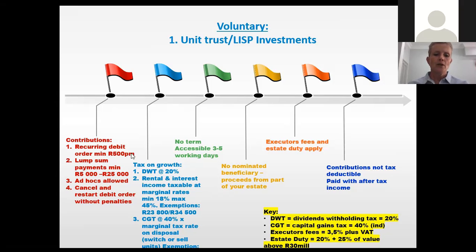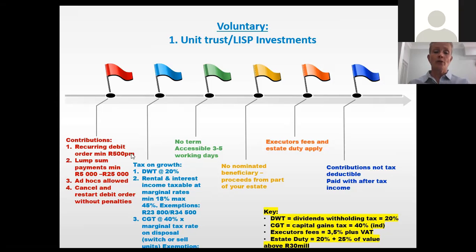Okay. CGT at 40% times your marginal tax rate, and it only triggers on disposal or switch. In other words, if you cash it in or you take some money out or you switch into a different portfolio. There is also an annual exemption of 40,000 on capital gains tax, but again, it's aggregated across all capital gains on your portfolio. Okay.